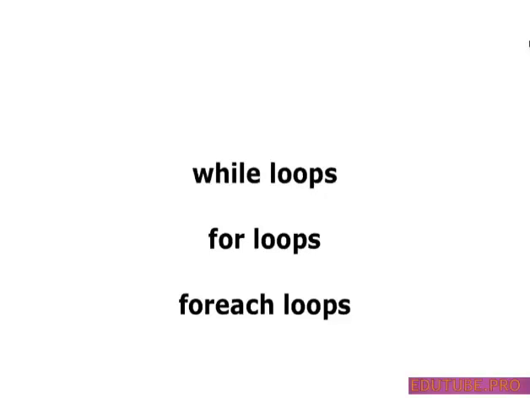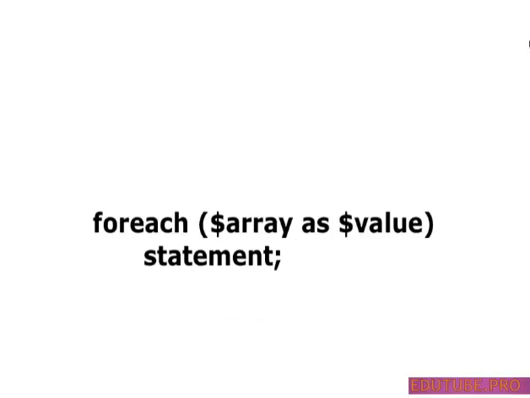In the last two movies, we took a look at the first two types of loops, while loops and for loops. Now we're going to look at the final type, which is foreach loops. Foreach, all run together as one word, and the format of it is going to be: foreach array as value, execute a statement.